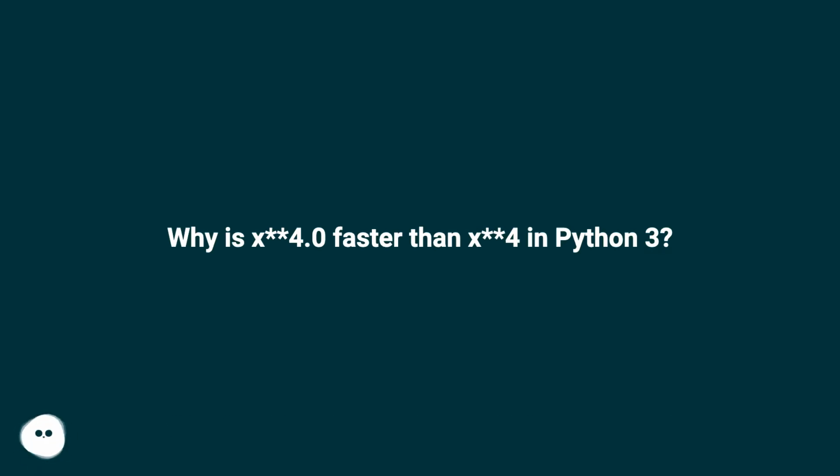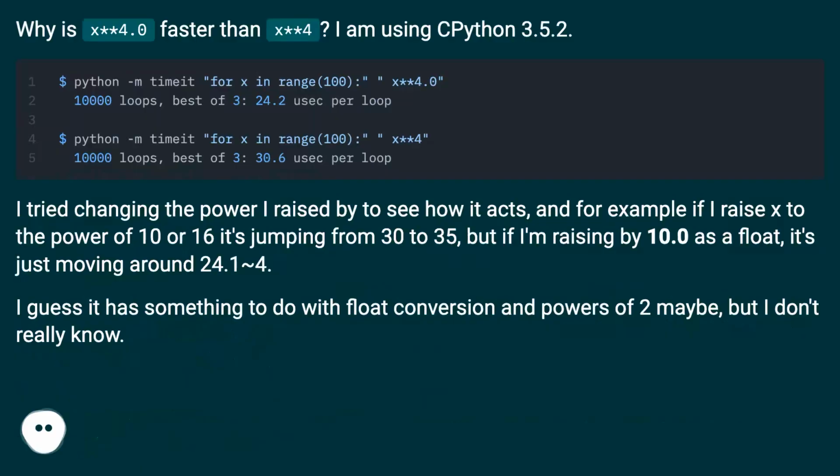Why is x**4.0 faster than x**4 in Python 3? Why is x**4.0 faster than x**4? I am using Python 3.5.2.